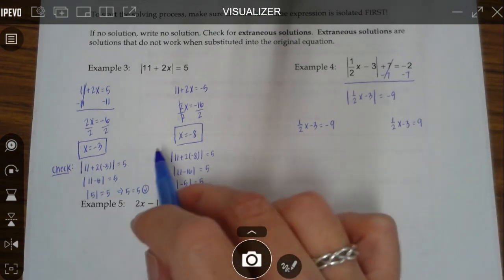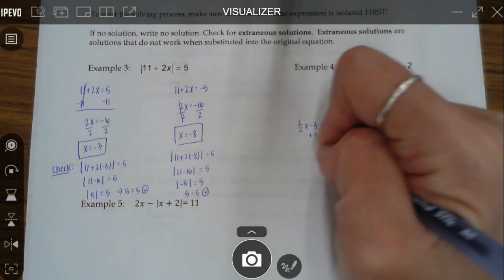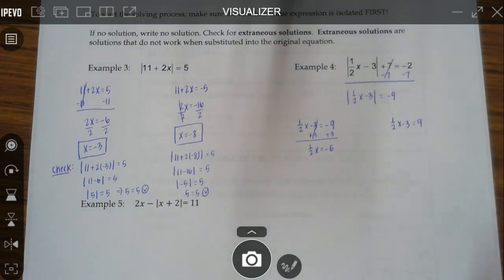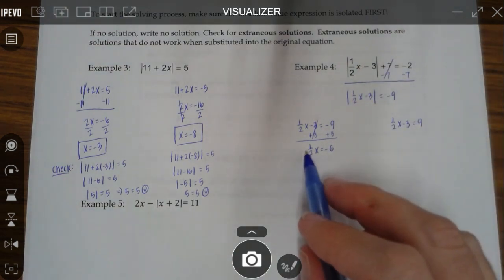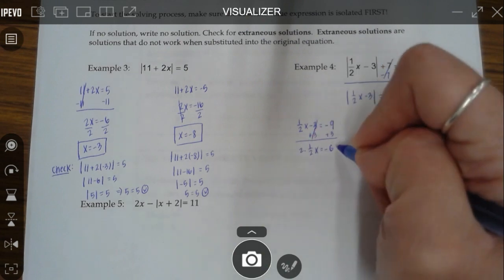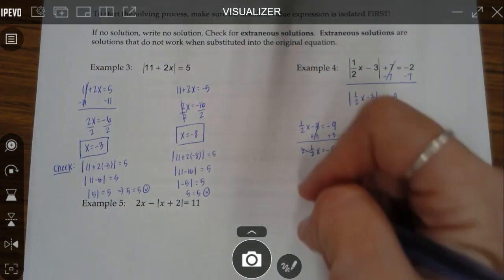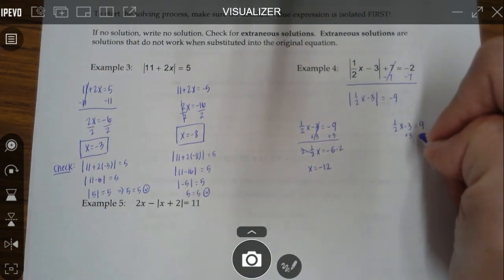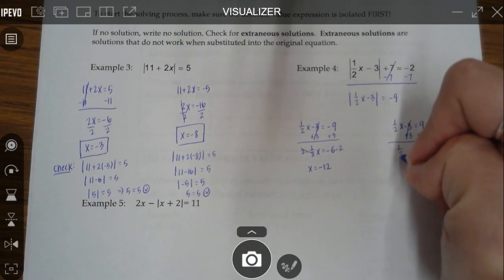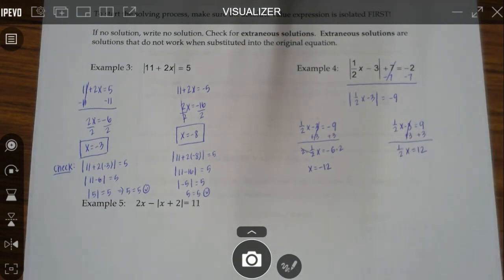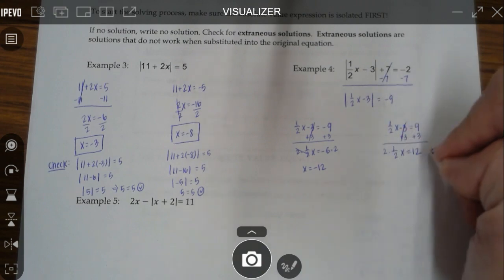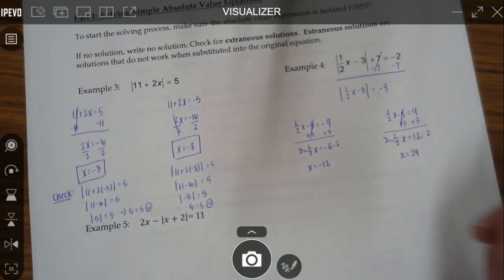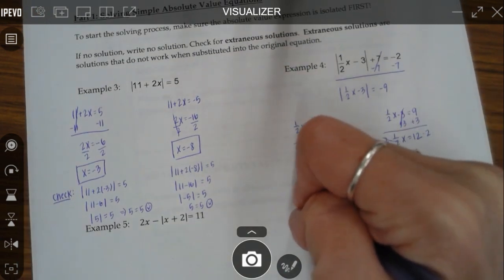I'm going to do the same thing I did over here, solve for x. So here, add 3. I get 1/2 x is equal to -6. And then I can either divide by 1/2 or multiply each side of this equation by 2 to undo that fraction. And I get x equals -12. Here, add 3. I get 1/2 x is equal to 12. And again, undo that 1/2 by multiplying by 2 on each side. This is going to give me x is equal to 24.